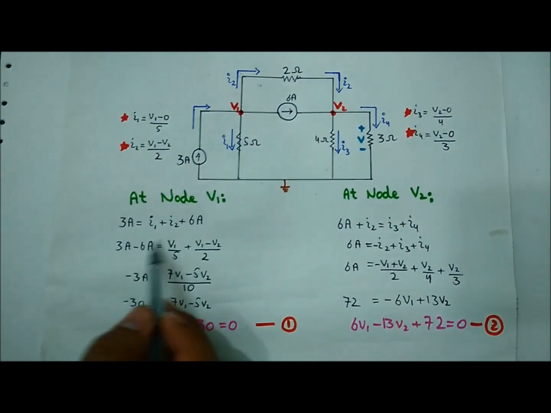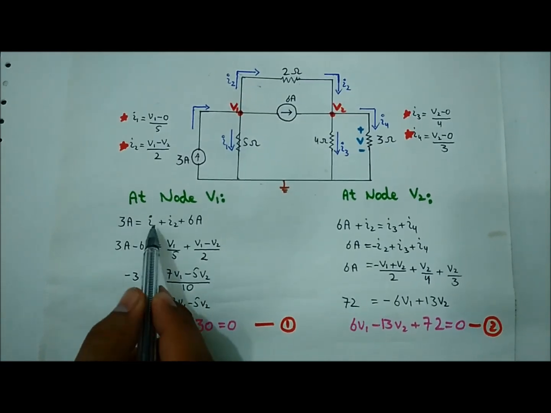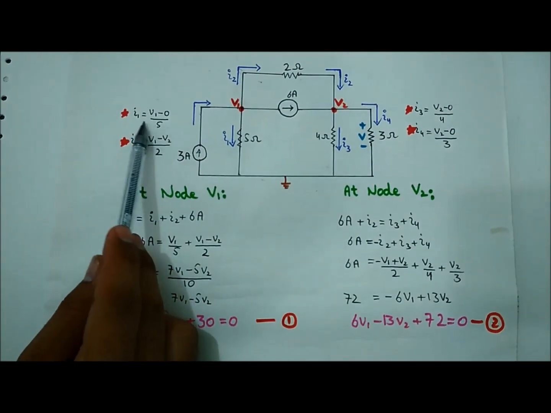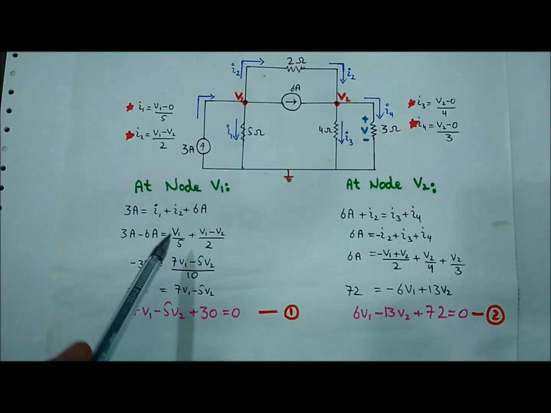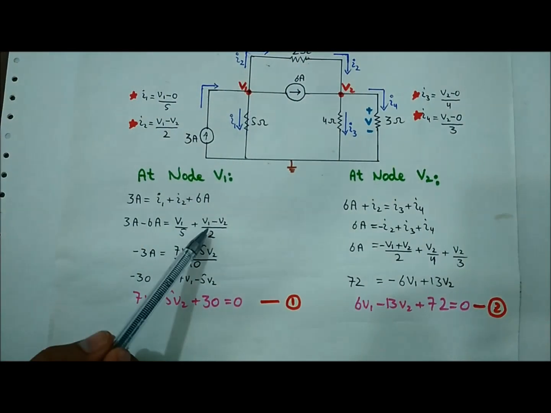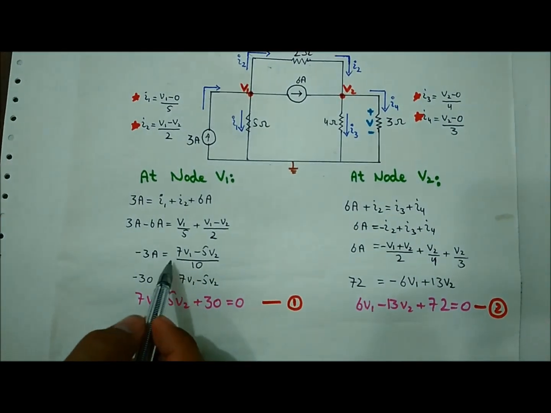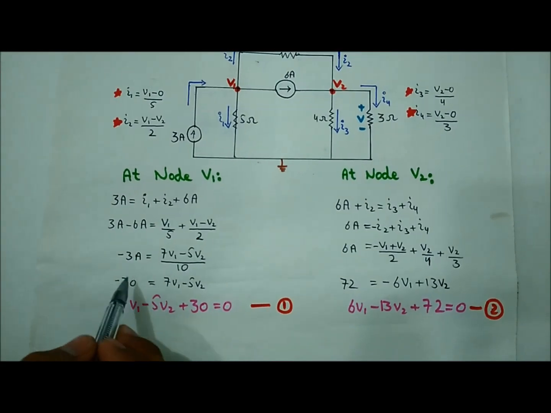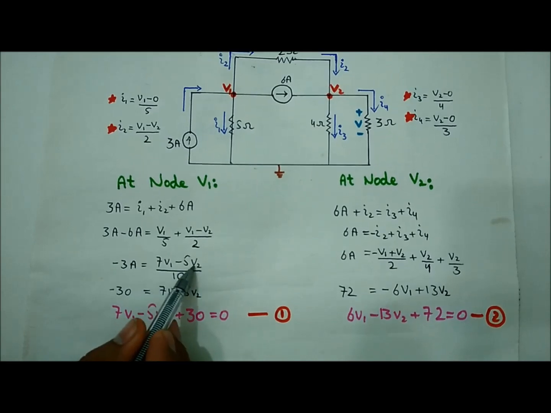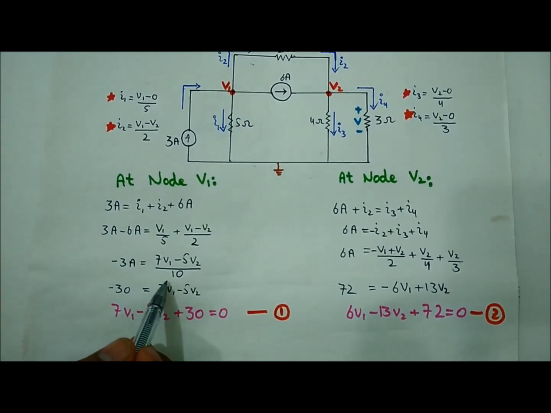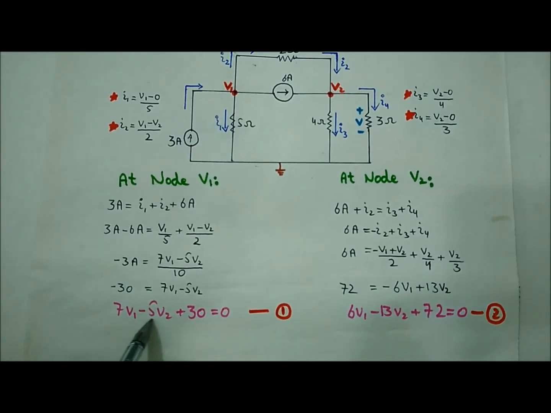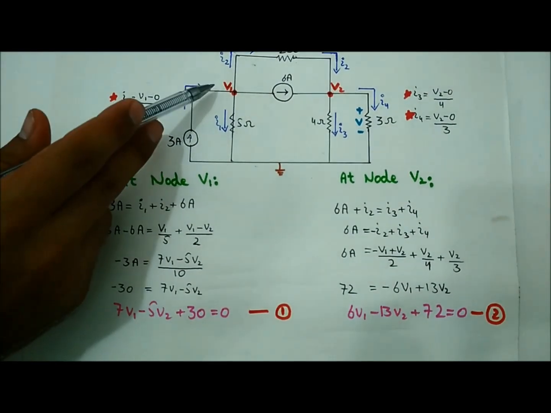Here, 3 ampere minus 6 ampere is equal to I1, which is V1 divided by 5, plus I2, which is V1 minus V2 divided by 2. By taking LCM and solving a little bit, we have the equation minus 3 ampere is equal to 7V1 minus 5V2 divided by 10. Now by multiplying 10 on the left side and rearranging, we have the final equation at node V1.